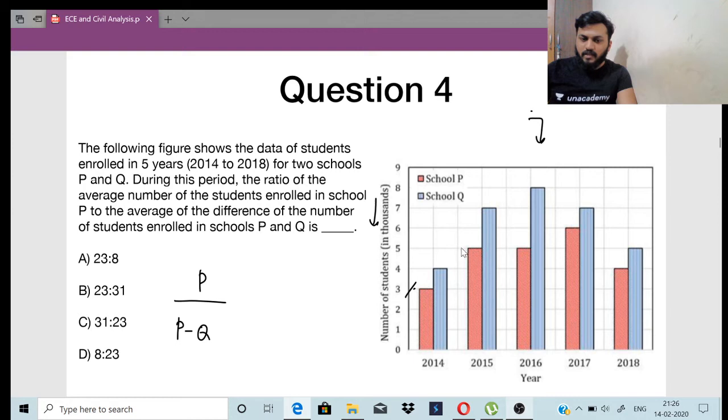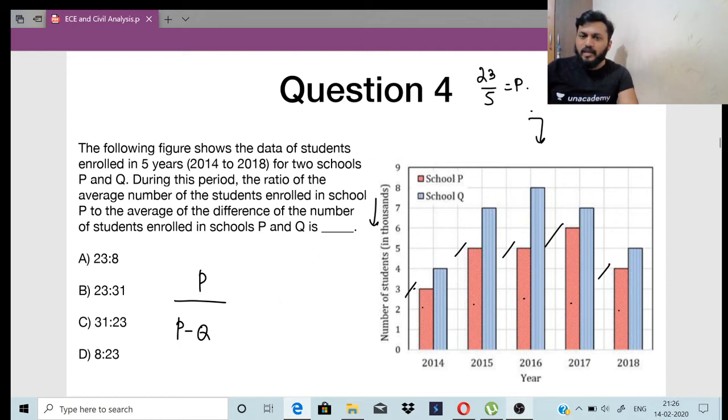So the first is 3 plus 5, 8. 8 plus 5, 13. 13 plus 6, 19. 19 plus 4, 23. Average is asked. How many schools are there? 1, 2, 3, 4, 5. So it is 23 by 5, which is option P.